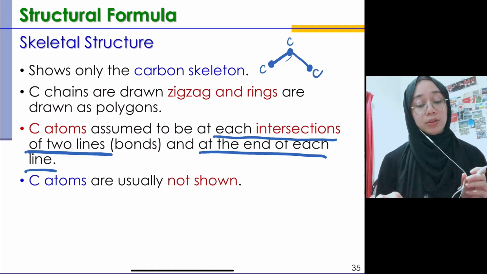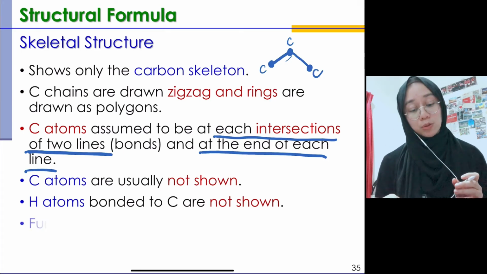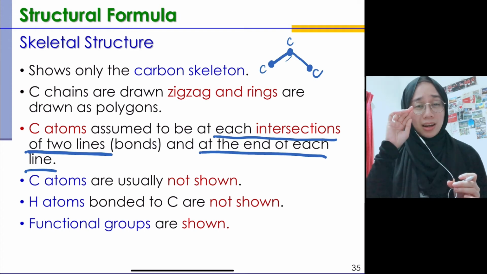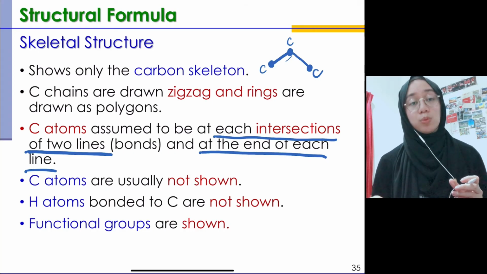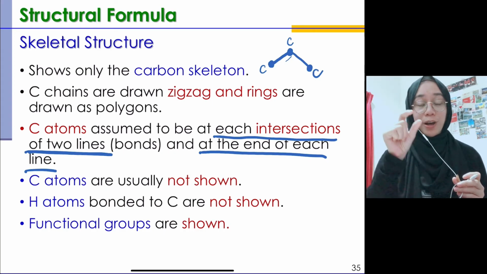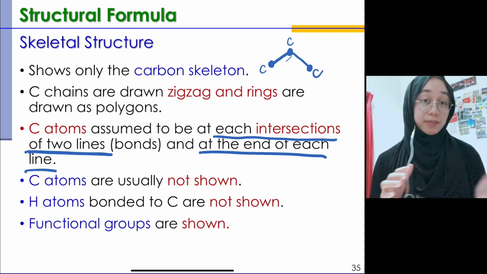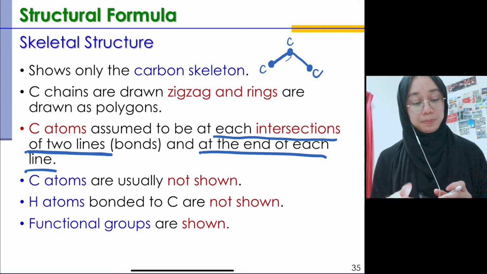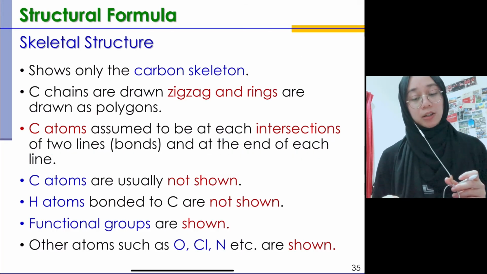So carbon atoms are usually not shown. Hydrogen atom yang bonded kepada carbon tu pun kita tak tunjuk juga. Tapi kalau functional groups, they are shown. Functional group ni bermaksud kalau macam Cl kah, kalau macam OH, COOH, benda macam tu kita akan tunjuk. Even COOH tu ada C kat situ kan. C yang tu pun sebab dia adalah part of functional group. So what is functional group? Later on kita akan tengok. C yang tu kita boleh tunjuk je. Okay. Tapi carbon yang macam ni kita tak perlu tunjuk. So other atoms such as O, Cl, nitrogen, they are shown lah.